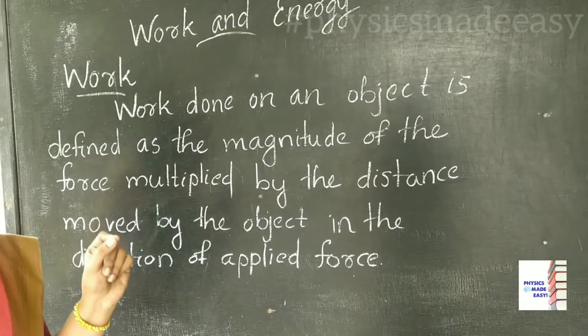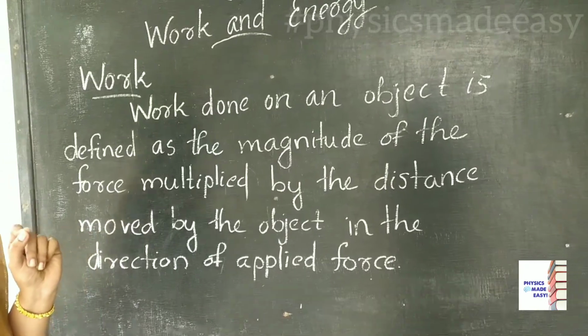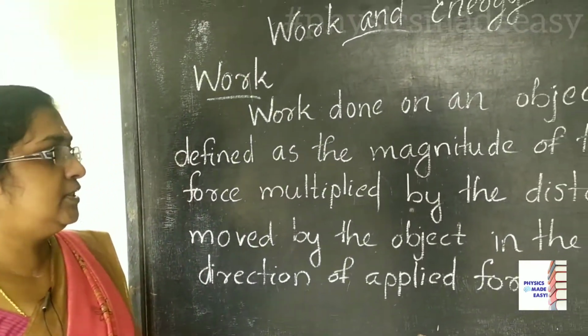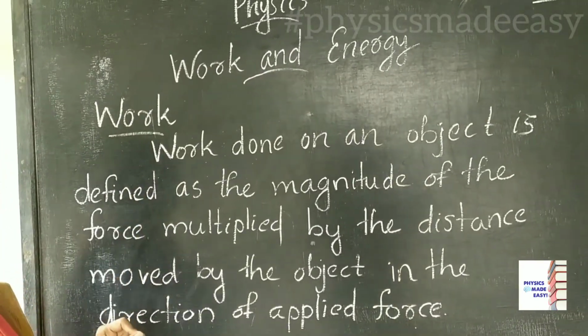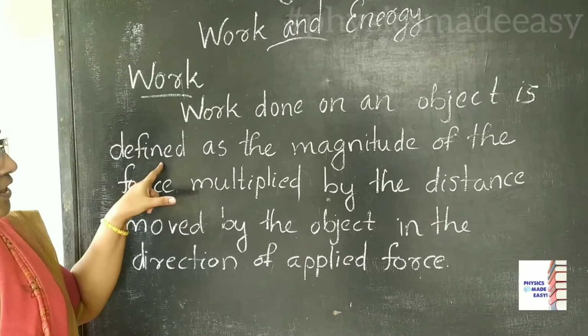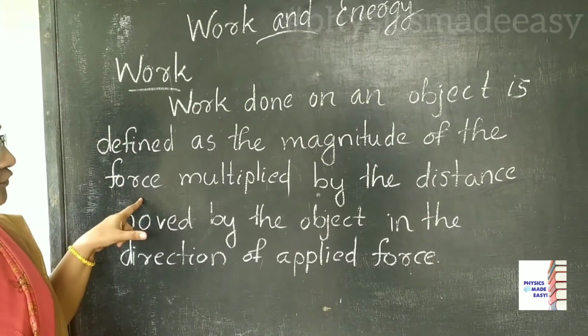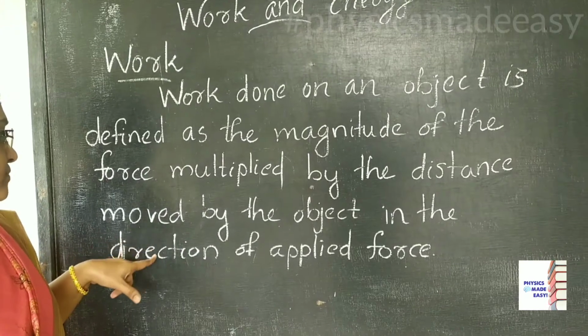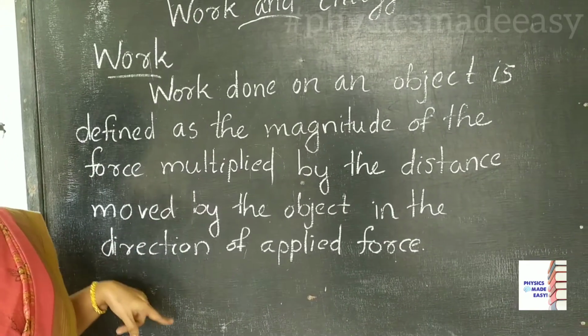Due to the applied force, if the object is moving, we can say work is done. So in this way we can define the work. Work done on an object is defined as the magnitude of the force multiplied by the distance moved by the object in the direction of applied force.